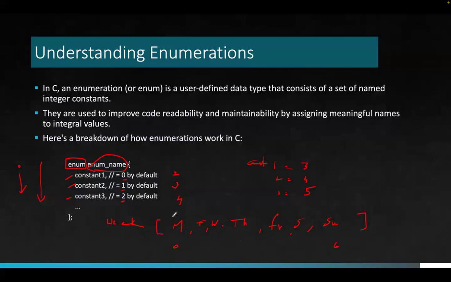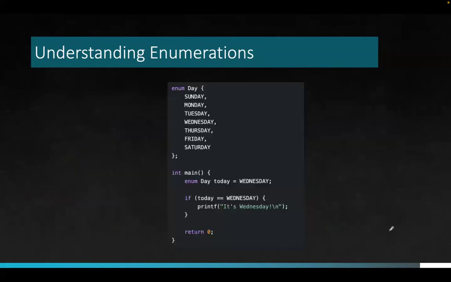Or else, if you want it to start from 1, you just assign Monday is equal to 1. Then from Monday 1 to Sunday 7, it will assign. So this is one classic example for enums. This is how it works. So enum and day is the name of this enum, and Sunday, Monday, Tuesday, Wednesday, Thursday, Friday, Saturday.